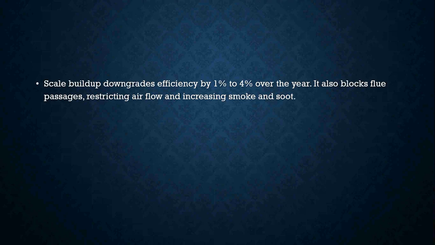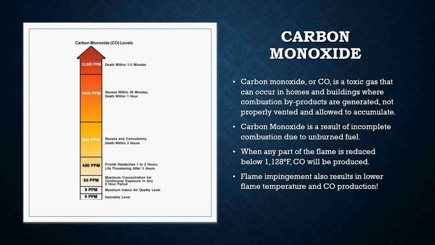It's really important to understand what goes on when a furnace, especially oil, isn't set up correctly. Carbon monoxide is a silent killer. If an oil burner is not set up correctly, it's sooted up and running like garbage, you're developing carbon monoxide. You're going to kill somebody. Carbon monoxide, better known as CO, is a toxic gas that can occur in homes and buildings where combustion byproducts are generated, not properly vented, and allowed to accumulate.